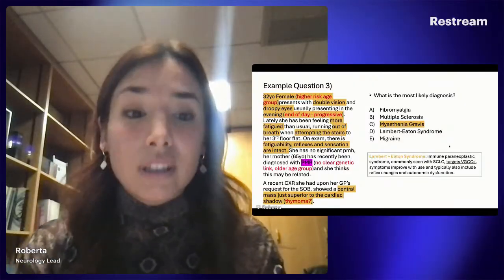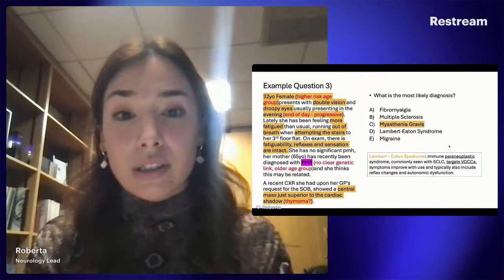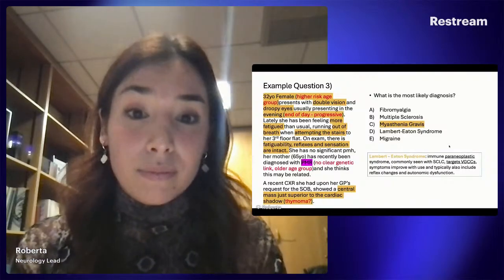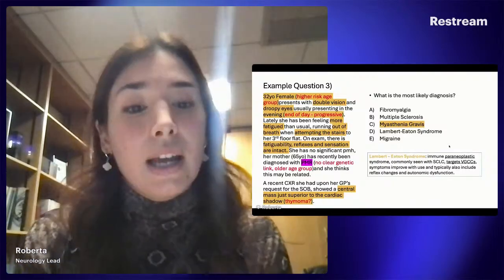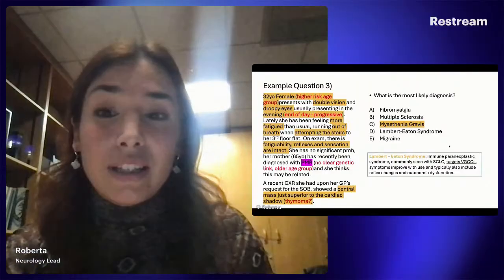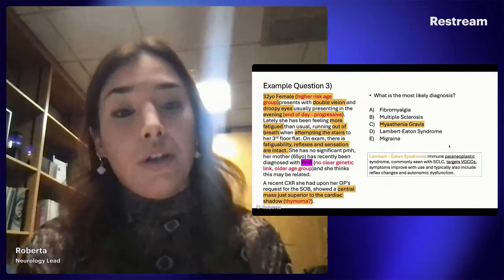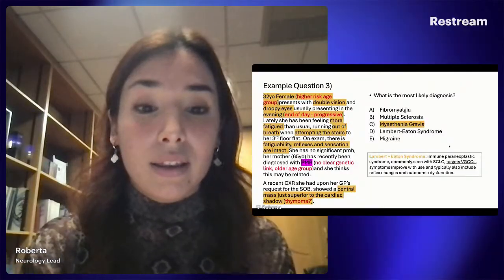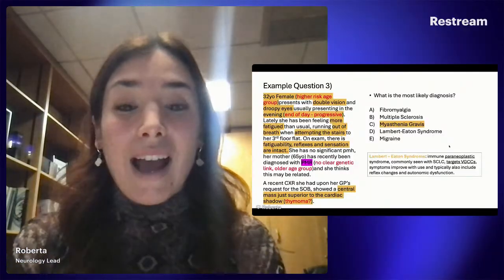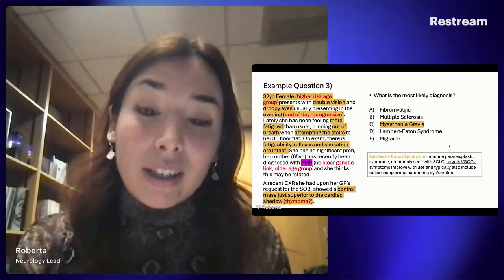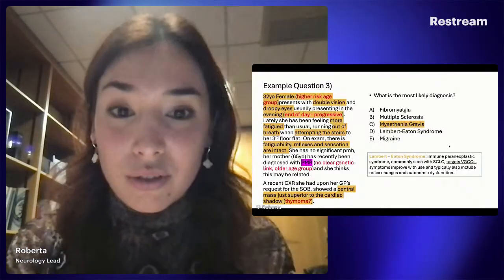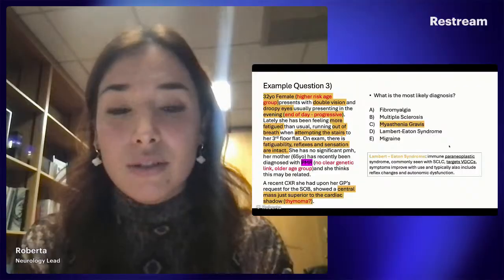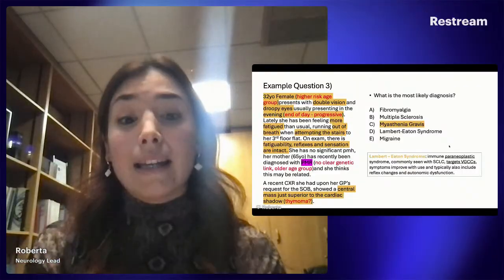It targets voltage-gated calcium channels, not nicotinic acetylcholine receptors. And instead of having this fatigability feature, it's quite the opposite, actually. The symptoms in Lambert-Eaton improve with use. And they can cause reflex changes because of the pathology, the etiology of the disease, and it can cause autonomic dysfunction.